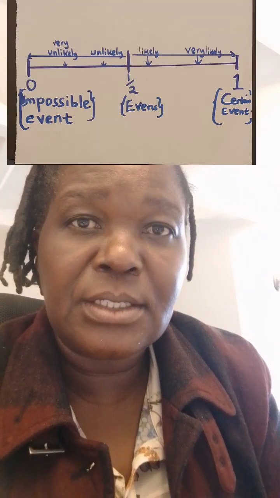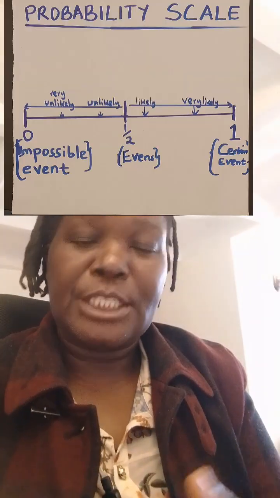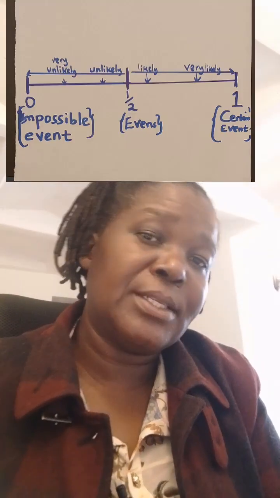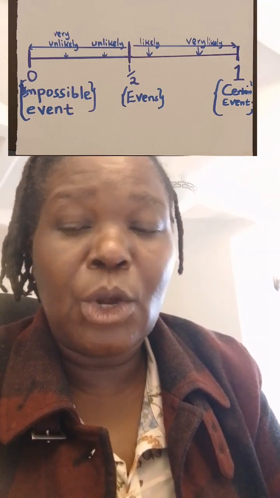Then right in the middle, we have the even chance, the 50-50 chance that an event is likely to happen. Now, towards the impossible, that is towards 0, we can argue our chances. You can have chances that are unlikely to occur. They can occur but unlikely, so they tend towards 0. Or chances that are very unlikely to occur, when you're presenting them on a probability scale, you mark them closer to 0.